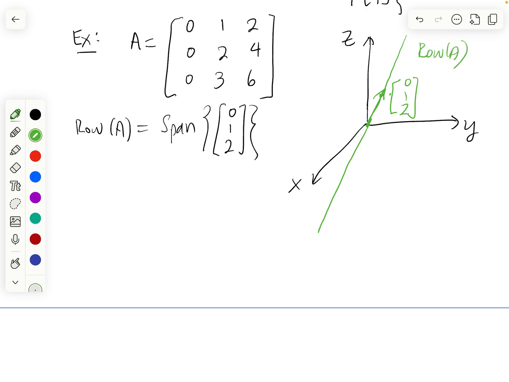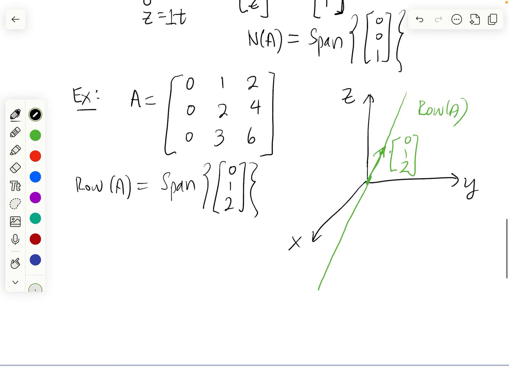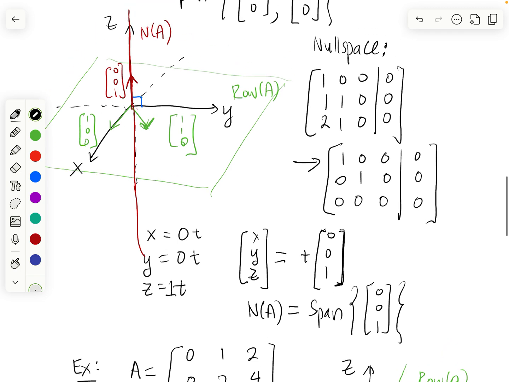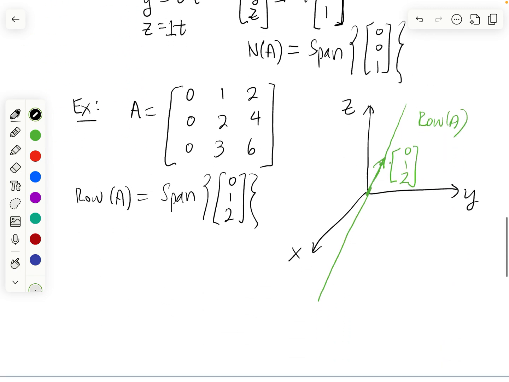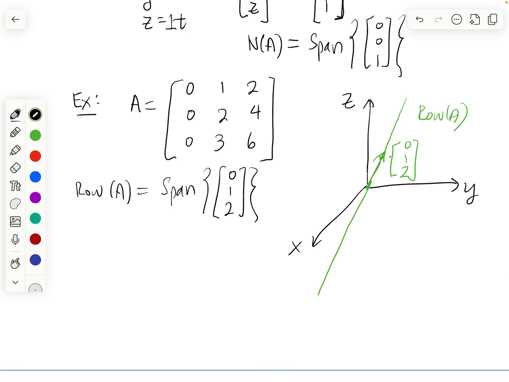Now, what's the null space of this? So in the previous example, the row space of A was a plane, and the null space was a line. Well, we actually know what kind of shape it will be because of the rank and nullity theorem, right? The dimension of the row space plus the dimension of the null space must be the number of columns. So since A has 3 columns and the row space is one-dimensional, you know that the null space is two-dimensional, so it's a plane. It's a plane through the origin. Now, which plane through the origin?